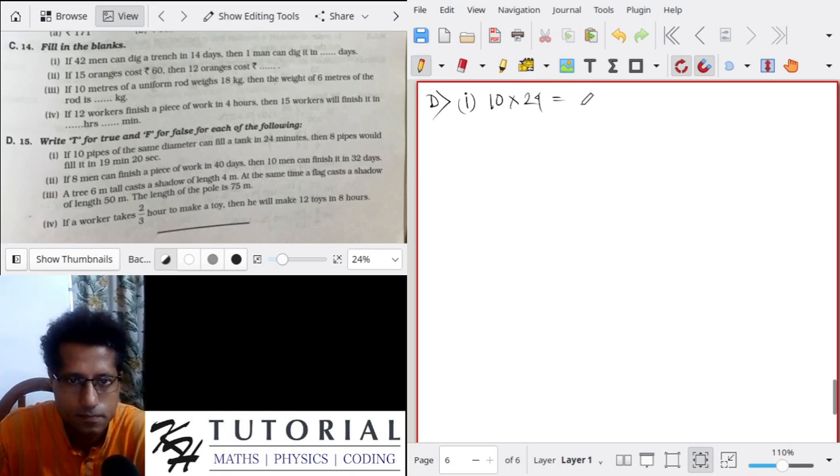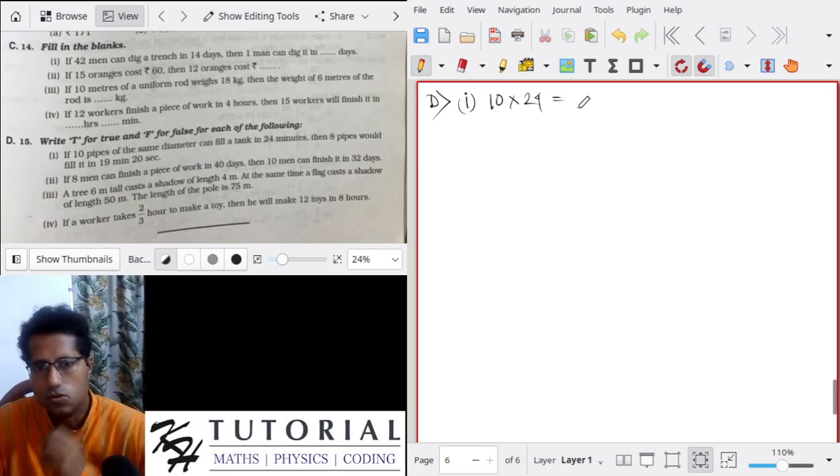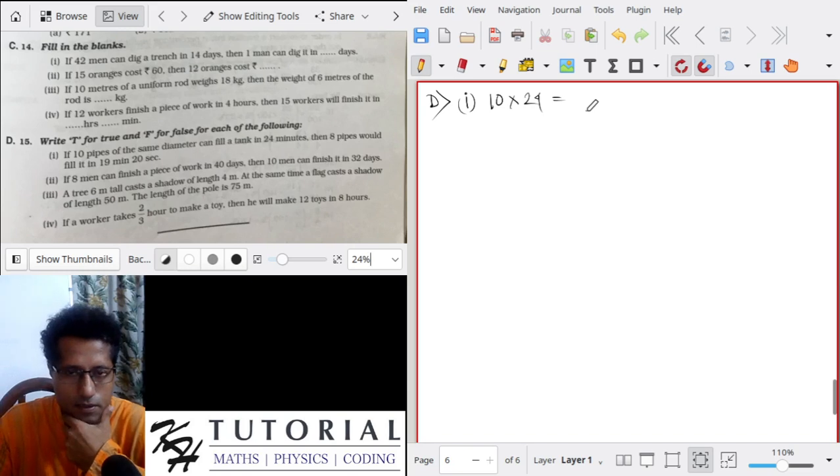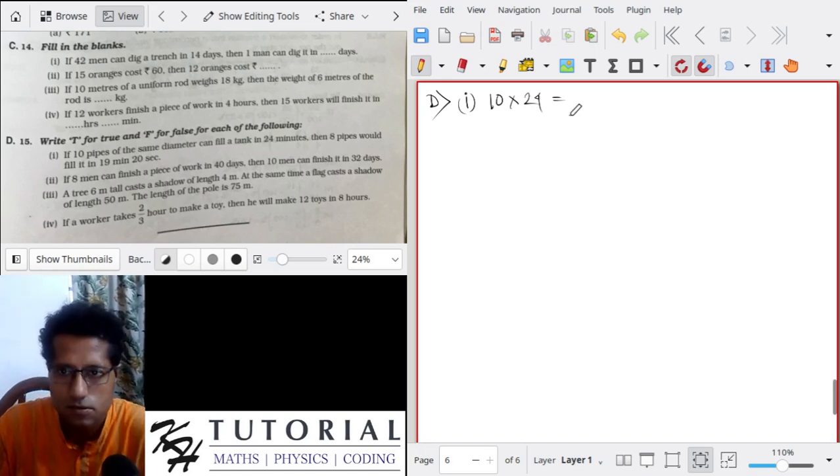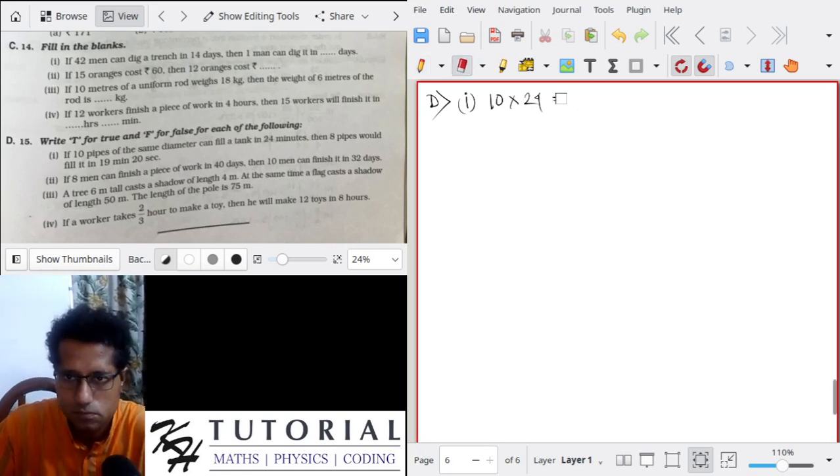Okay, so in the second case, the time is given in minutes and seconds. So it's better that we convert all the units of time into seconds. So 24 minutes is 60 seconds.